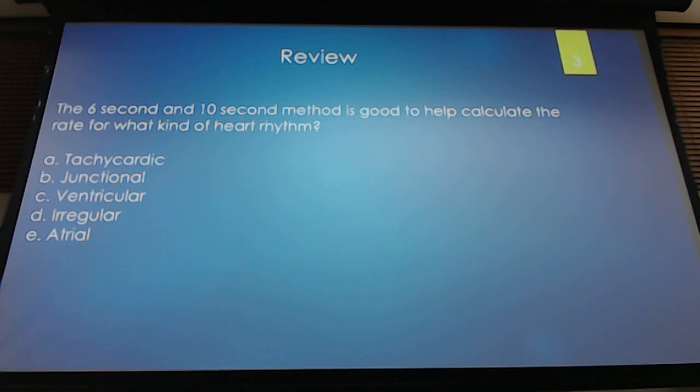Hair, Jamie Hare. Okay, ma'am. 6-second and 10-second method is going to calculate, we're going to use that to calculate what type of heart rhythm.